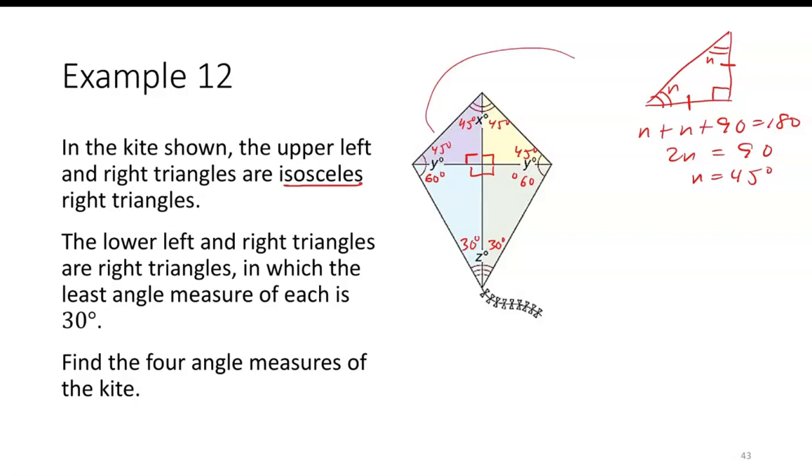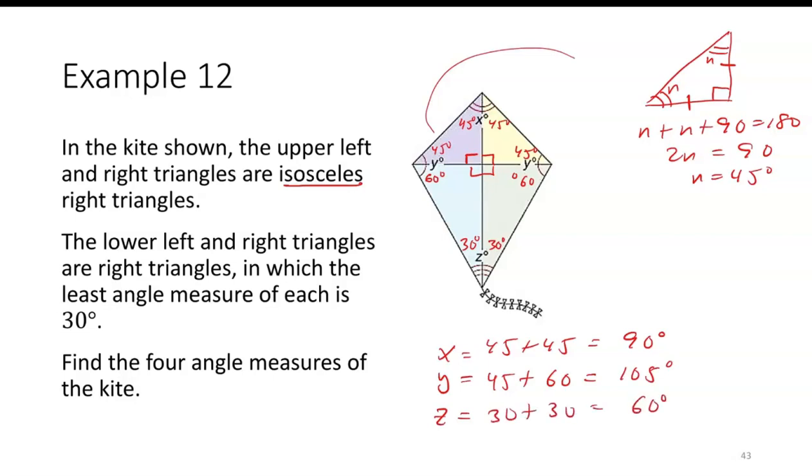So in terms of the angle measures of the kite, figure out what x, y, and z are. Looks like x is made up of two 45-degree angles. So x has got to be a right angle. y is made up of a 45-degree angle and a 60-degree angle. So y would be 105 degrees. And z is made up of two 30-degree angles. So that would be a 60-degree angle. And there's two angles that are both y, so that would account for the four angles.